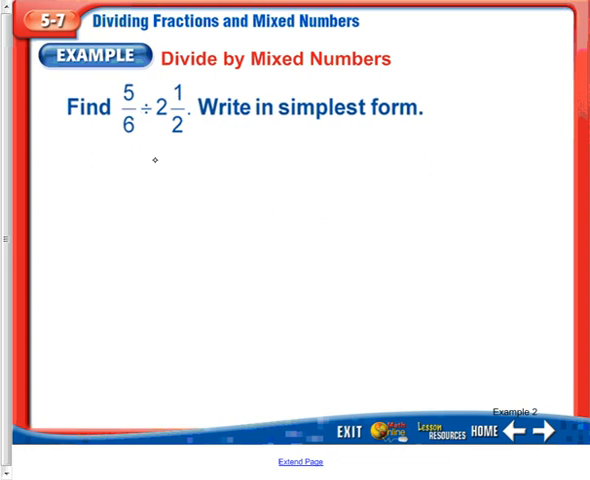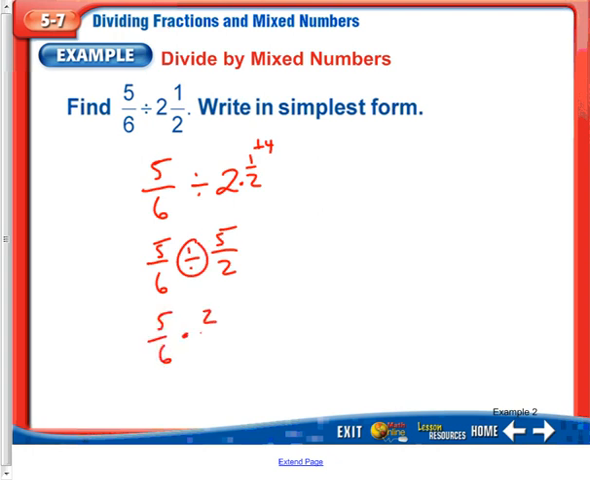Now we have a mixed number, so let's copy it again: 5/6 divided by 2 and 1/2. Remember, we multiply the whole number with the denominator and then add the numerator. So 2 times 2 is 4, we'll add 1 to make 5. Now I'm going to rewrite it: 5/6 divided by 5/2. Again, we're dividing, so let's go 5/6 times 2/5. Now the 5s can cancel, the 2 can go to 1, the 6 can go to a 3. Now we can multiply across, and we get 1/3.